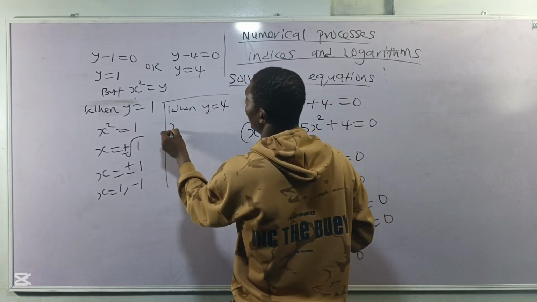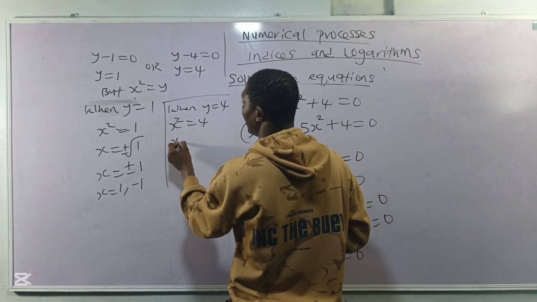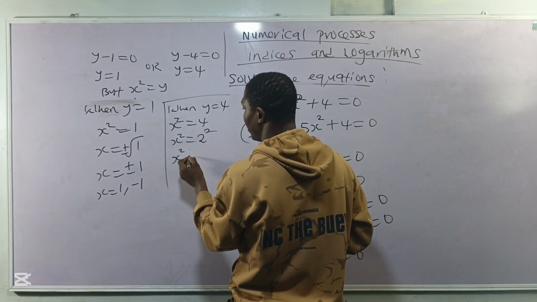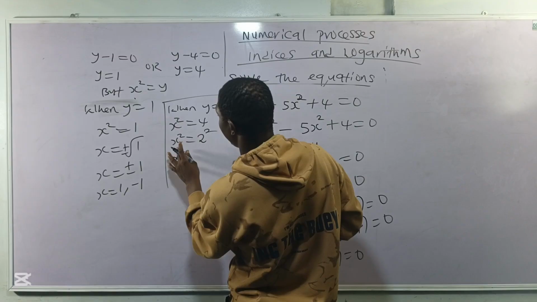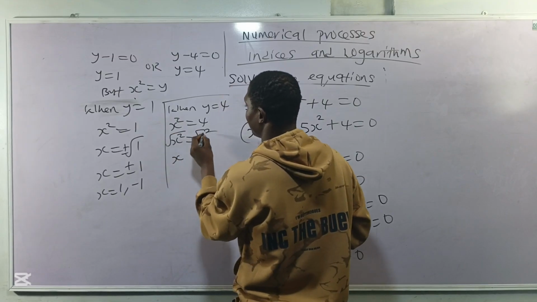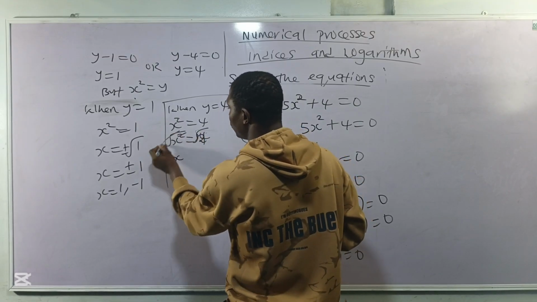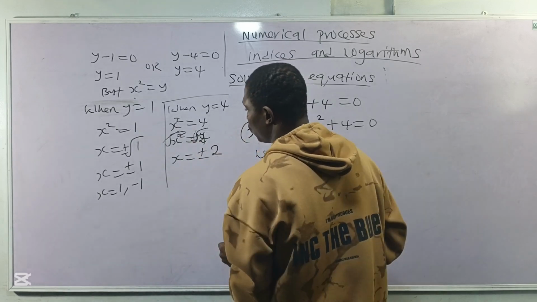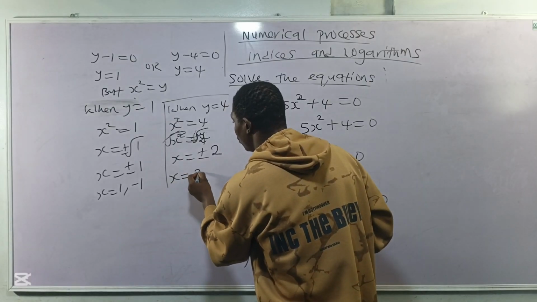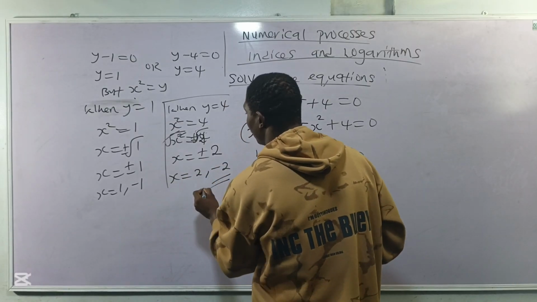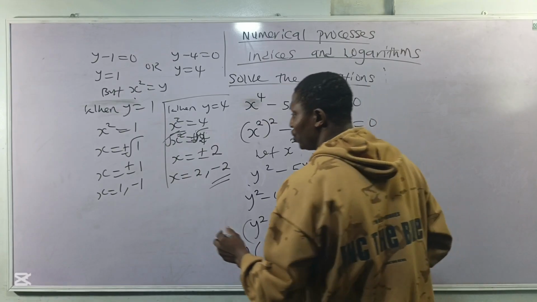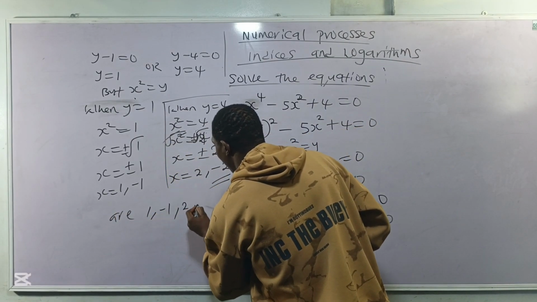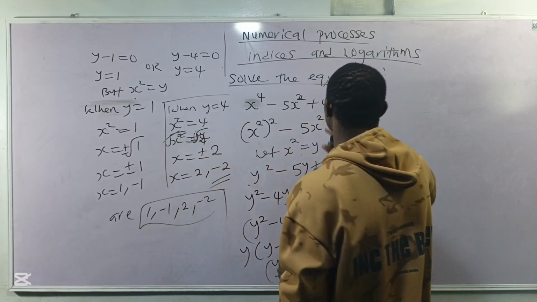And also, when y equals 4, x squared will be equal to 4, and x will be equal to the square root of 4, and x will be equal to plus or minus 2, which is the same as saying 2, comma, minus 2. So the values of x that satisfy this equation are 1, minus 1, 2, minus 2. So these 4 values satisfy this equation.